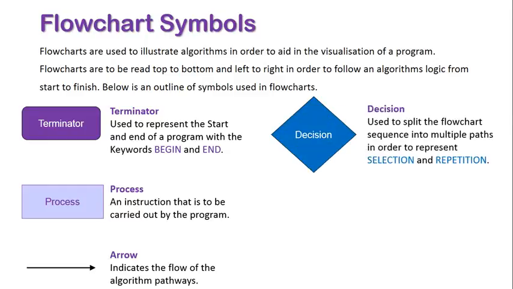After this, we have a decision, and these are used to split the flowchart sequence down multiple paths. So it is used in these same control structures of selection and repetition. Within these diamonds usually has maybe a question, or an actual case statement appearing, and this highlights the beginning of the different branching paths.